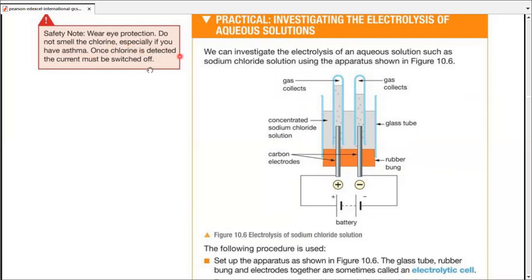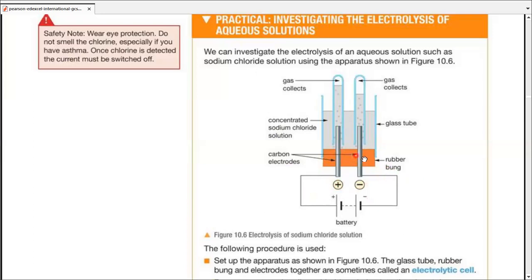Once chlorine is detected, the current must be switched off because chlorine is a poisonous gas and it can cause us problems. Like I asked yesterday, either we use a fume cupboard with reactions involving chlorine, or we go for doing this kind of experiment in a very ventilated space. The most ventilated place in the lab is probably the best one to carry out this kind of reaction. Now let's take a look.